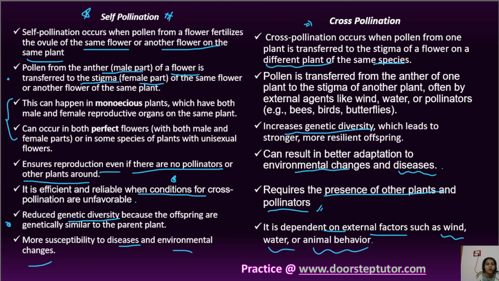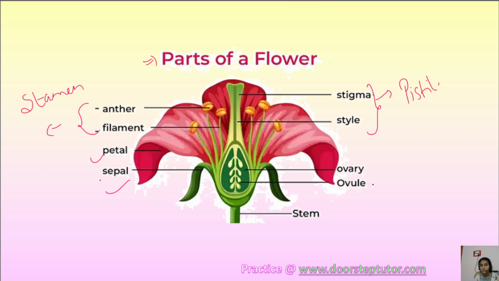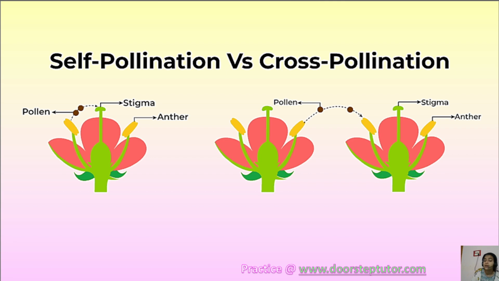Now let's have a look at these images. It will be more clear to you. This one shows the part of a flower: anther and filament, which together are the stamen. And after this, here are the stigma and style, the female reproductive part, that is the pistil. Here are some parts of the flower: the sepals, these green colored parts, the petals, these brightly colored parts, the stamen, which is the androecium, and the female reproductive part, which is the gynoecium.